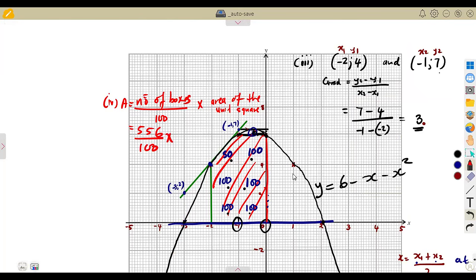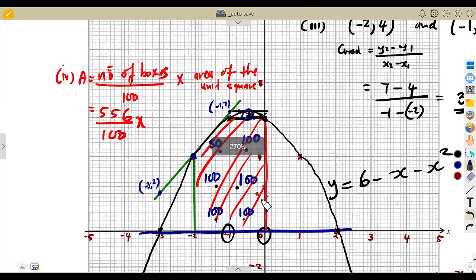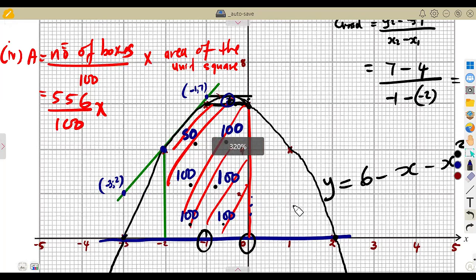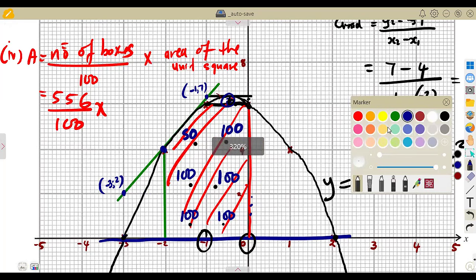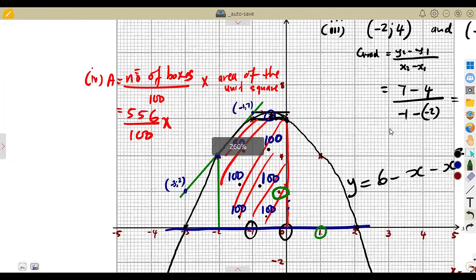I do not know what you are obtaining, but that is approximately 556 over 100 times the area of the unit square. The unit square is the scale that you are given. 2 centimeters represents what? This box here. In the x-axis, 2 centimeters represent 1 unit. In the y-axis, 2 centimeters represent 2 units. So 1 times 2 is 2. That is the area of the unit square, 2 square units.